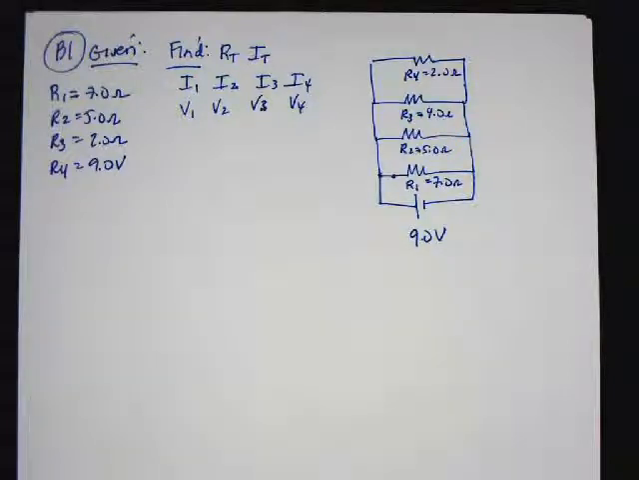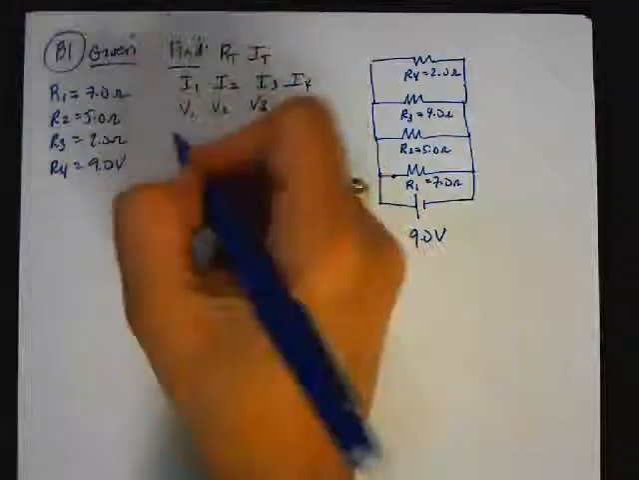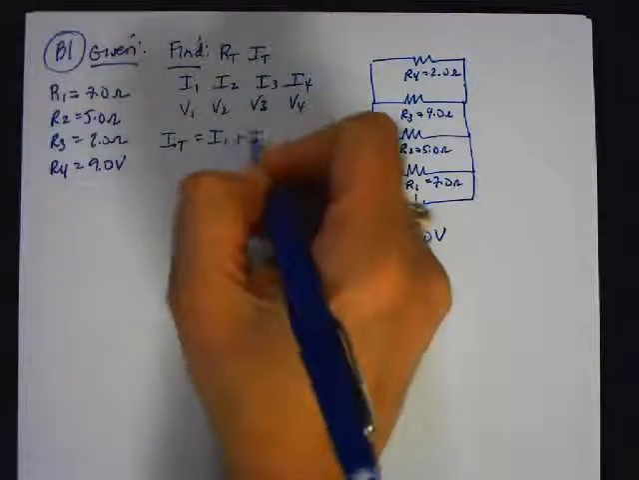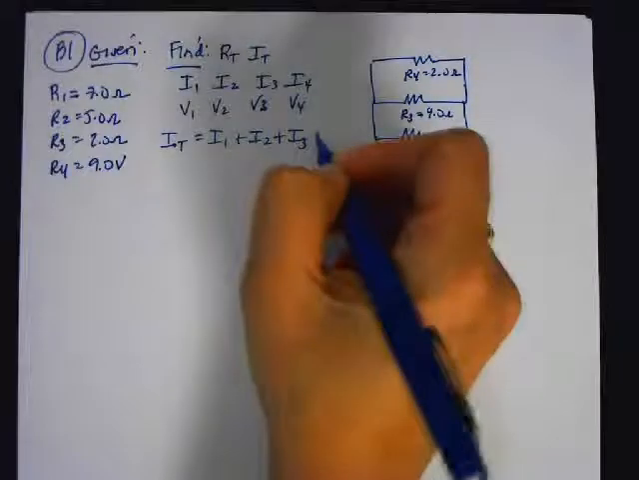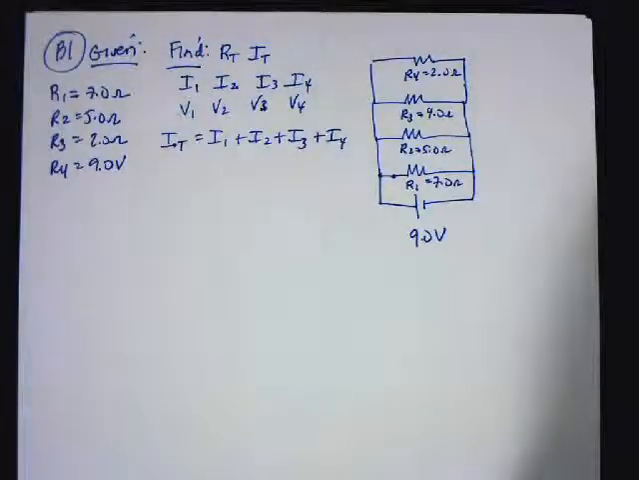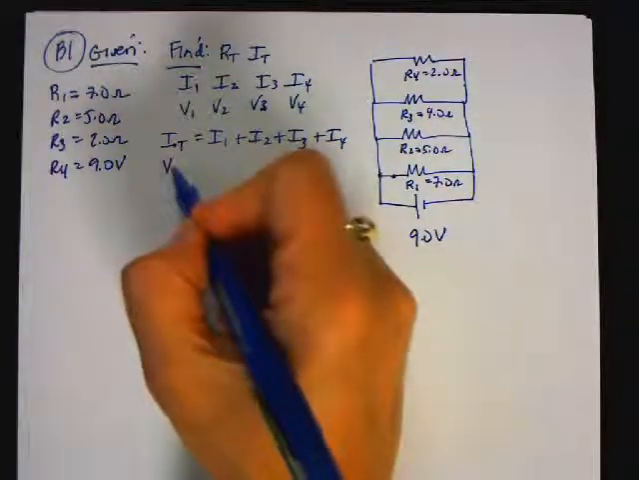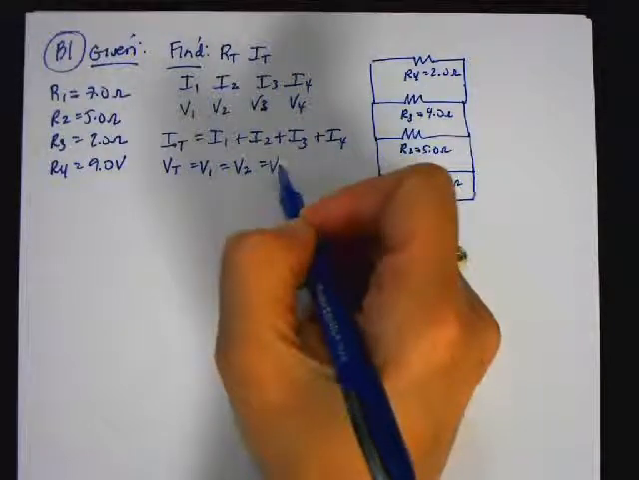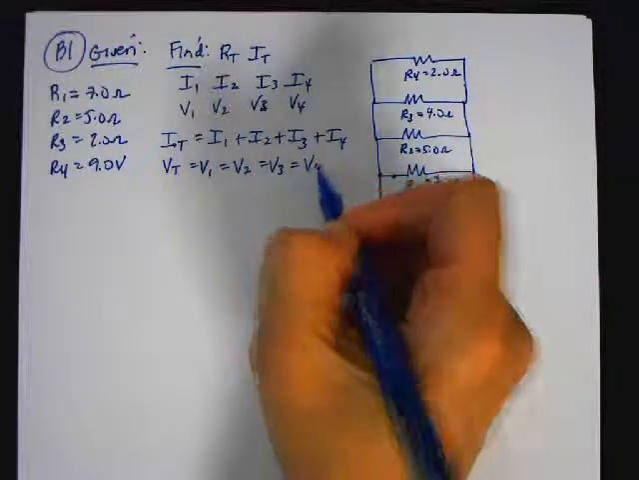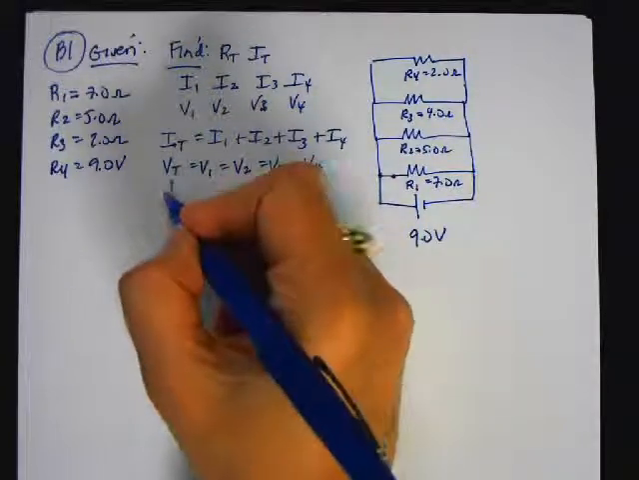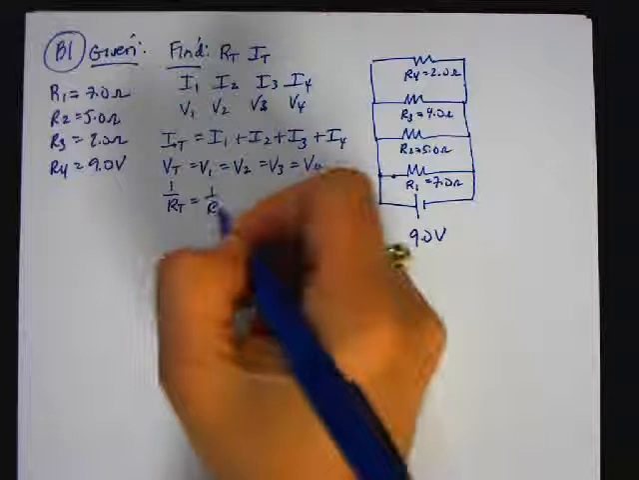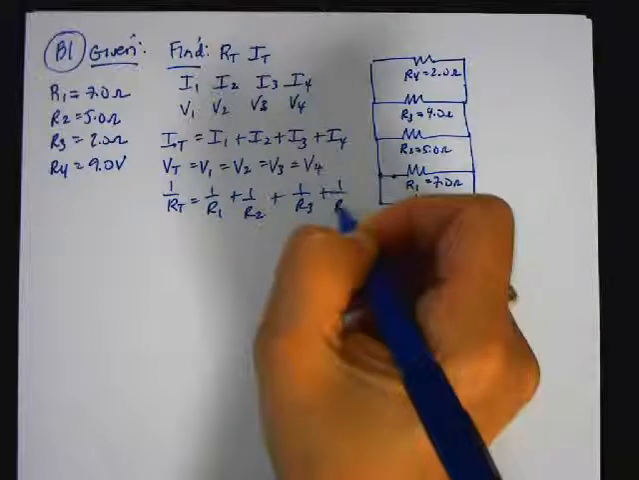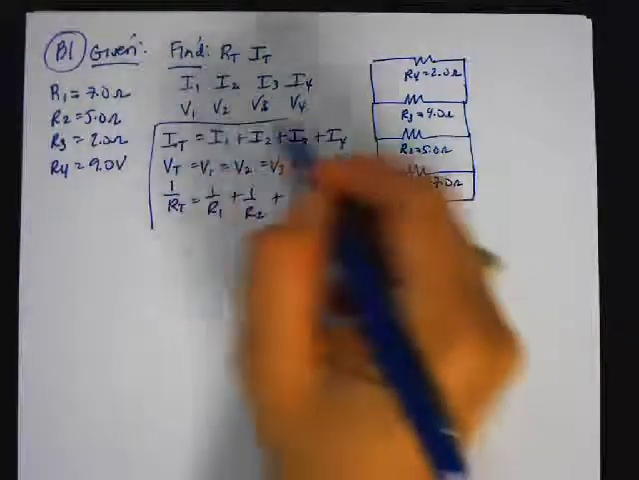Now, I have to remember that I'm doing parallel. So in parallel, the current divides. So the total current is equal to I1 plus I2 plus I3, and in this case I4 because I have 4 resistors. The voltage is equal, so the voltage is the same across each resistor. And then to find RT, I use the equation 1 over. So this is for parallel.